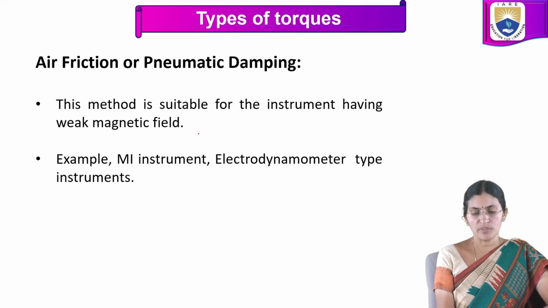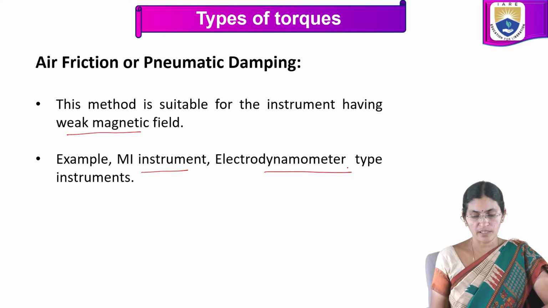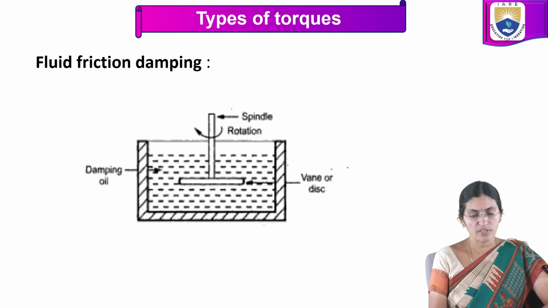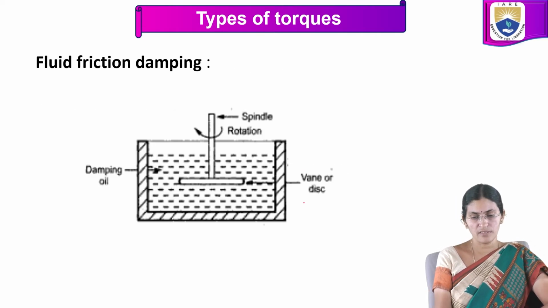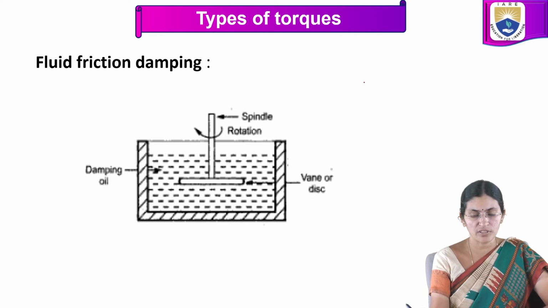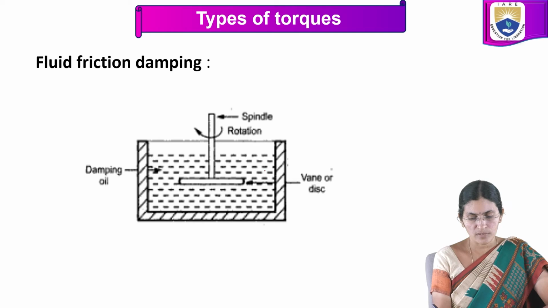This method is suitable for instruments having a weak magnetic field. Examples of this type of damping are MI instruments and electrodynamometer type instruments. The next method of damping is fluid friction damping. It is similar to the air friction damping method, but here instead of air a liquid is used, that is damping oil, to provide the necessary damping torque.